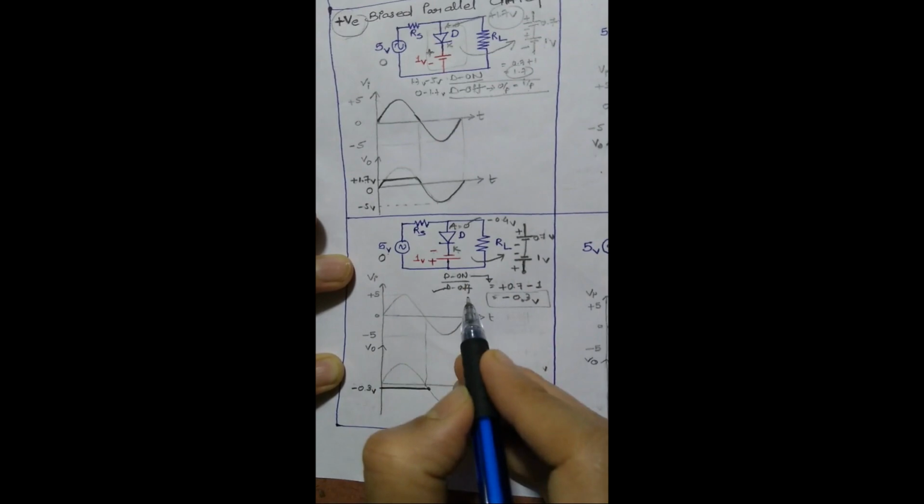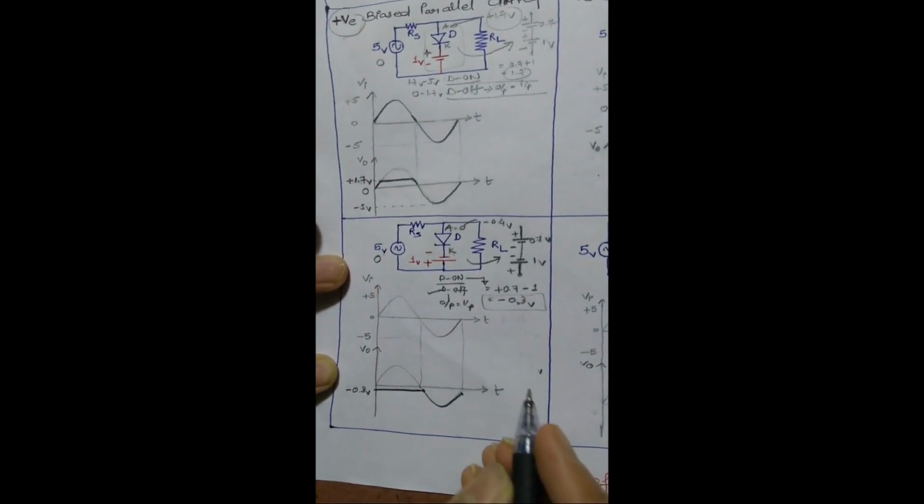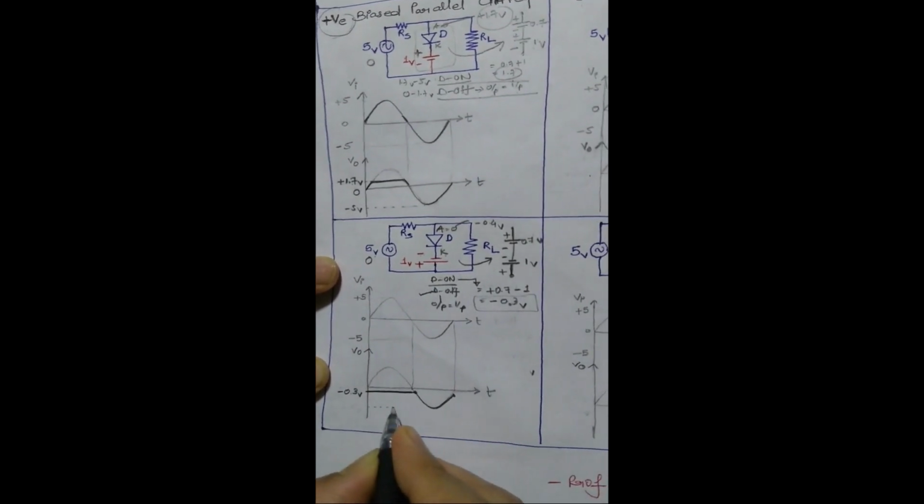And then the diode is off. Diode off means output is equal to input. Then after that, the negative cycle will start, and it will not reach 0. It will stop again at minus 0.3. So the maximum peak amplitude of the negative cycle is 5.